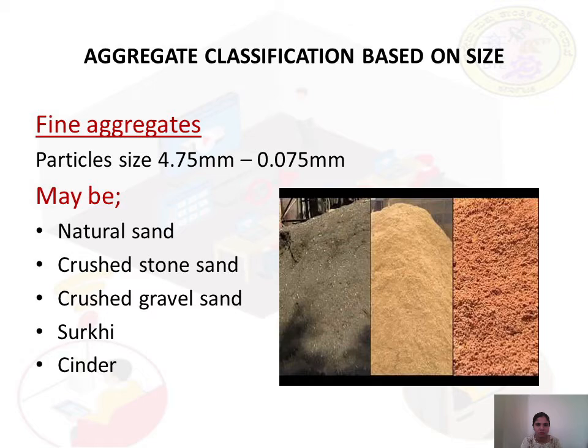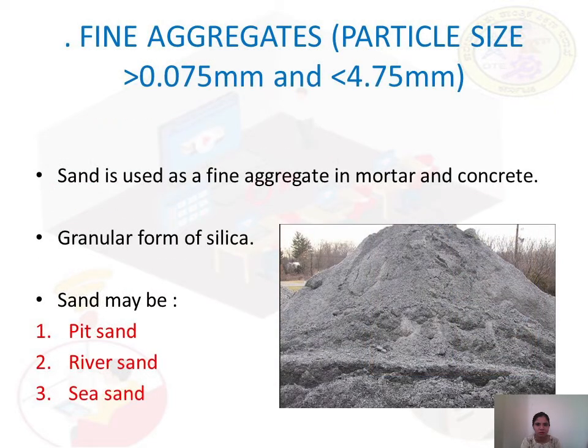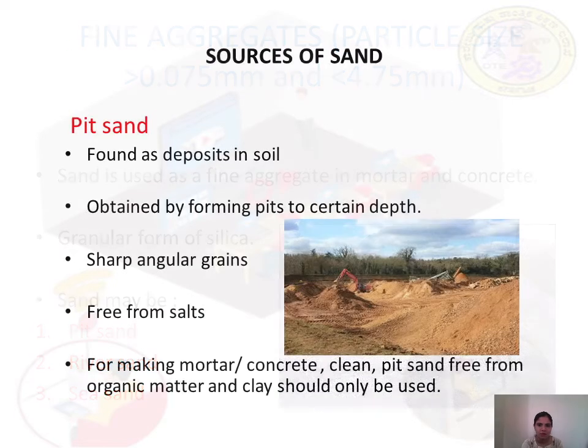Okay. Next is natural sand, usually used as fine aggregate in mortar and concrete. What is natural sand? Natural sand is granular form of silica. These are all the grains of silica. This sand may be obtained from pits or from rivers or from sea. Based on sources of sand, it may be pit sand, river sand, and it may be sea sand.